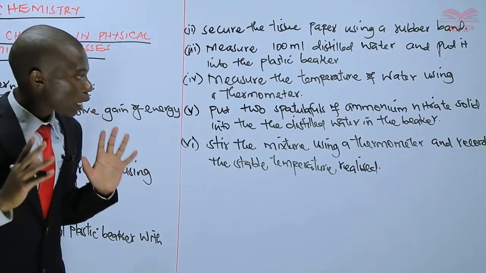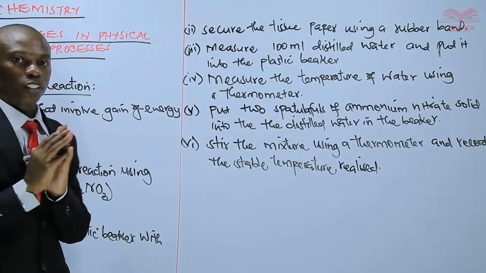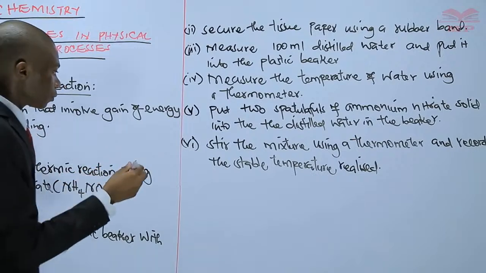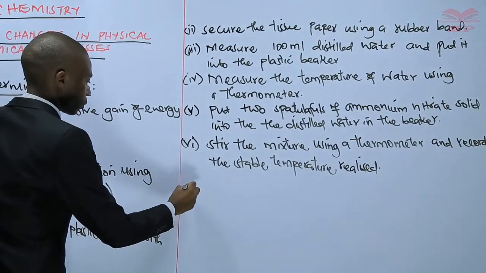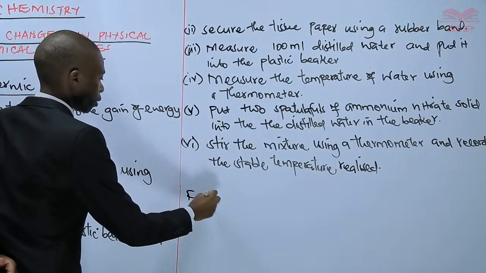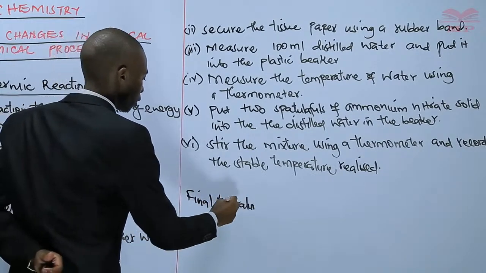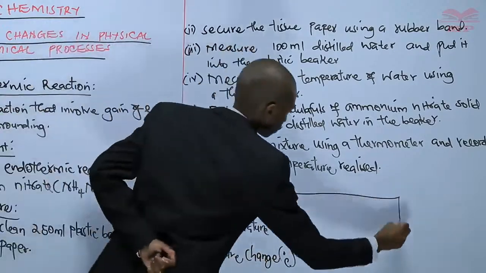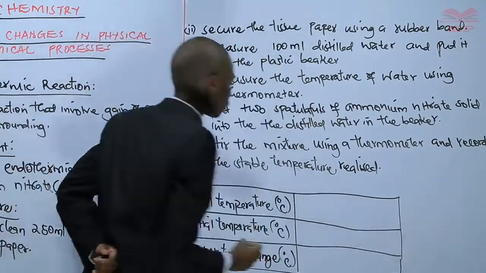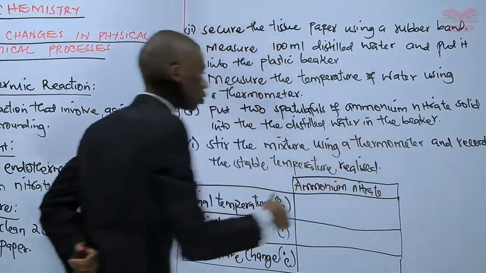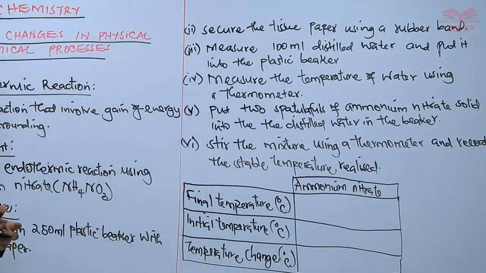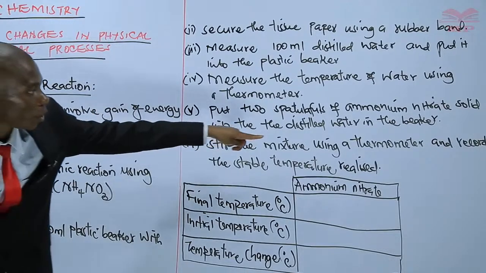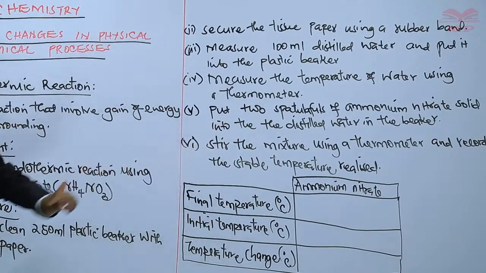So the results, you are going to present them in form of a table, and the table will look like this. So you have the final temperature. The solid we have used is ammonium nitrate. So the final temperature will be the temperature which you realize after stirring the mixture using a thermometer and recording the stable temperature realized.